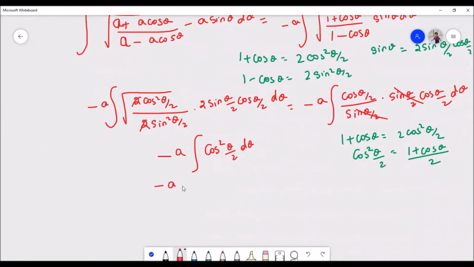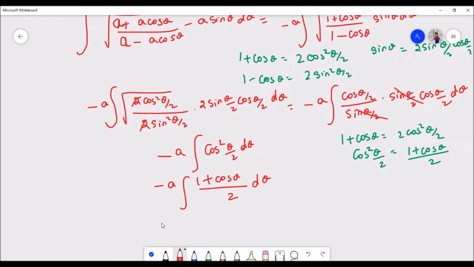So minus a integral of cos square theta by 2, I'm writing now here as 1 plus cos theta by 2. I hope you understood how we got this one. Yes. So now it is very easy to do the simplification. So how can we do this one?